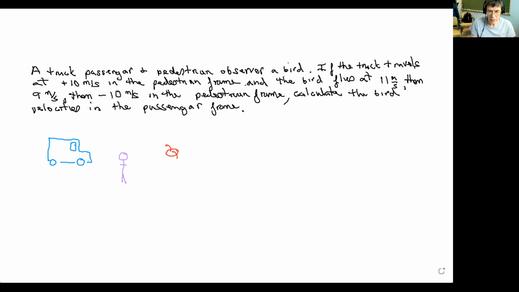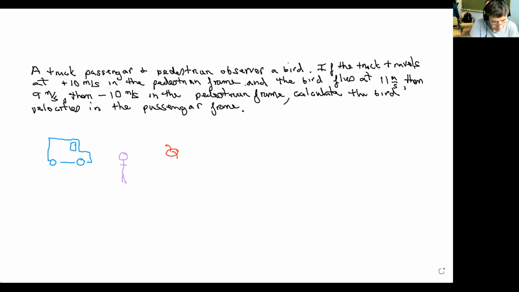A passenger in the truck and the pedestrian on the pavement watch a bird flying. And we're told the speed that the bird flies at from the frame of reference of the pedestrian. We're told that the bird is observed to fly at 11 meters per second to the right, 9 meters per second to the right, and then finally 10 meters per second to the left. So those are the speeds of the bird from the pedestrian reference frame. We're asked to calculate the corresponding speeds of the bird in the truck reference frame and the passenger's reference frame.